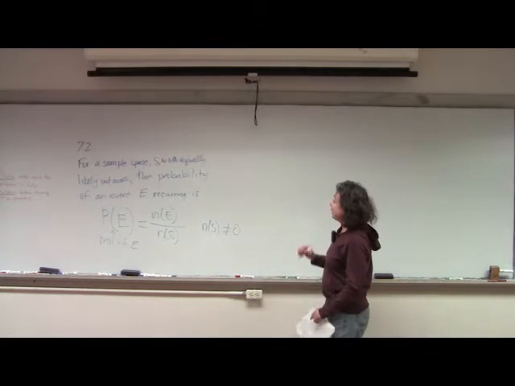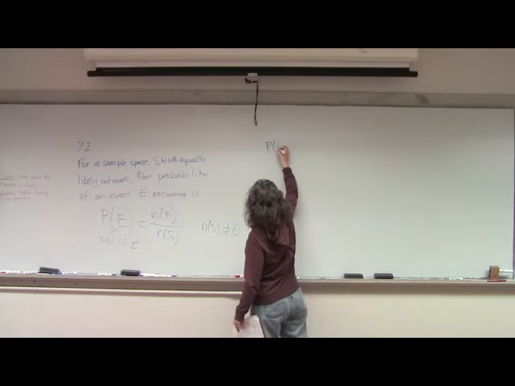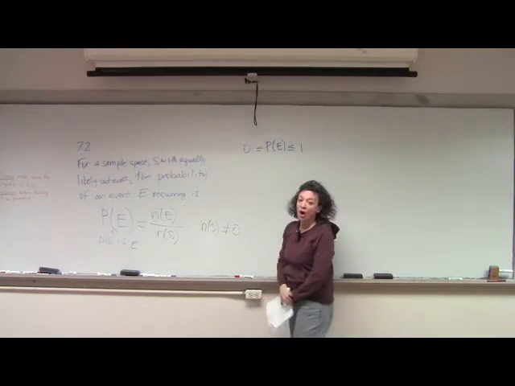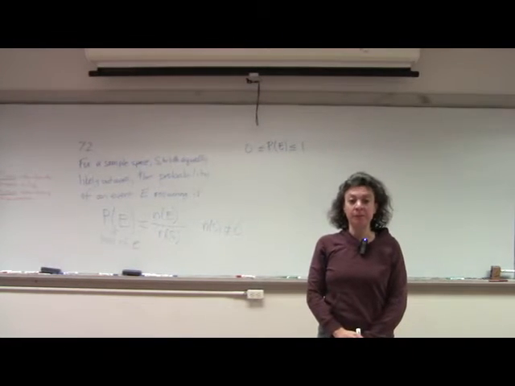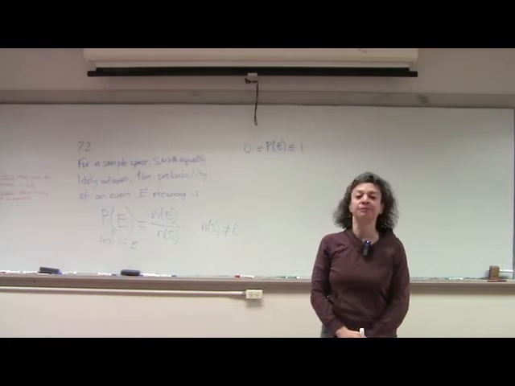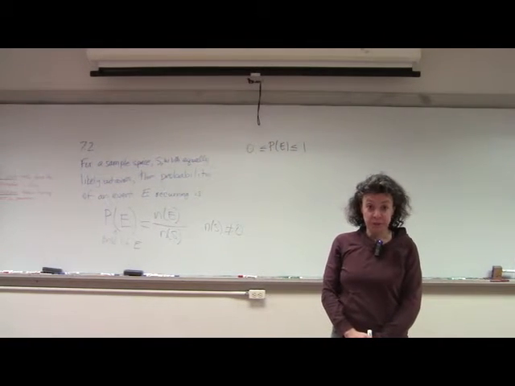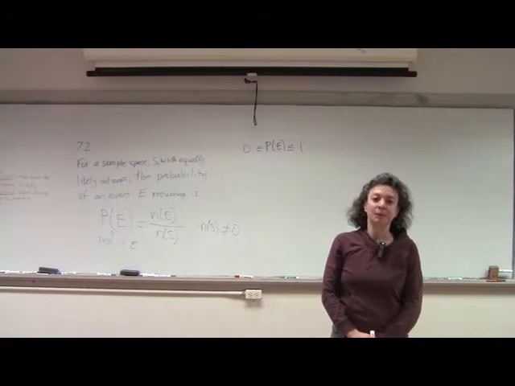All right, now I want to make a quick comment here. I want to tell you that the probability of any event is always between 0 and 1. So if you're ever computing a probability and you get a negative answer, you made a mistake. Similarly, if you ever compute a probability and you get something greater than 1, there's also a problem.